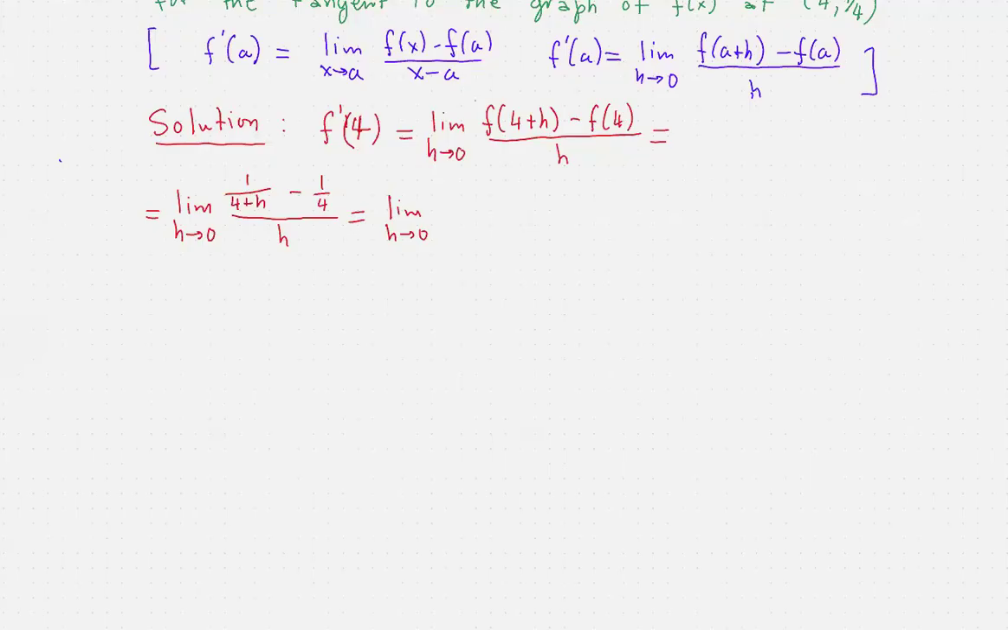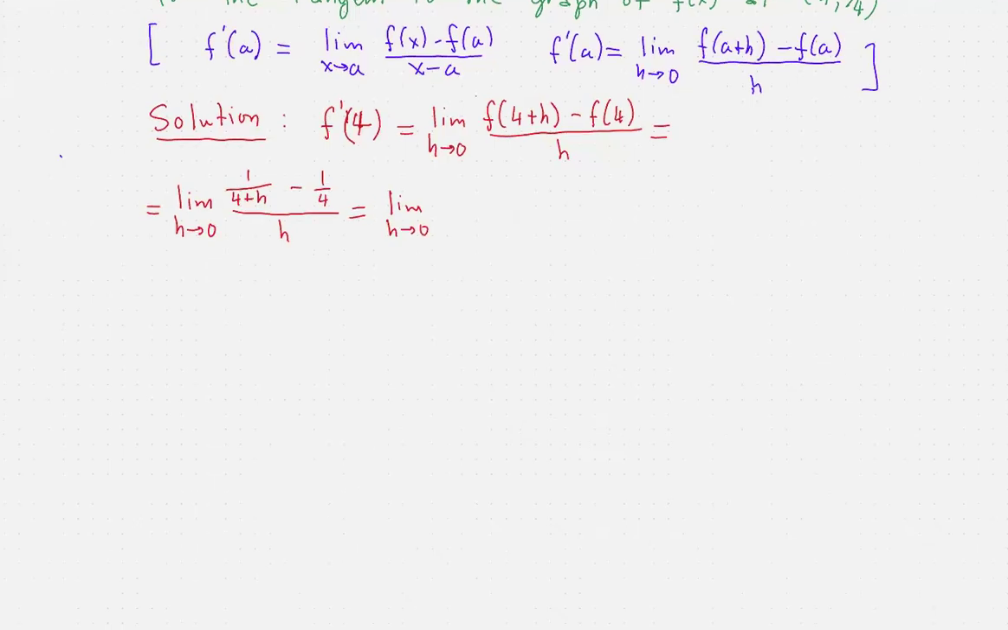We focus our attention on the top, and we multiply and divide each fraction by the denominator of the other fraction. So we will get 4 over 4 plus h times 4 minus 4 plus h on the top over, and let's put this in a parenthesis that will also emphasize, and the bottom will be 4 plus h times 4. And then all of this over h.